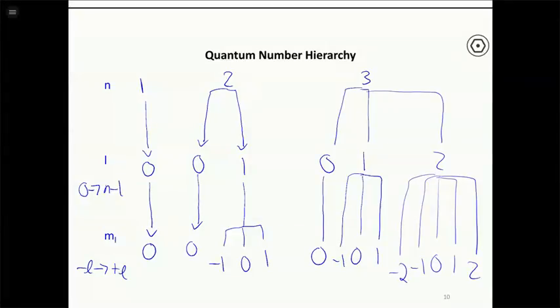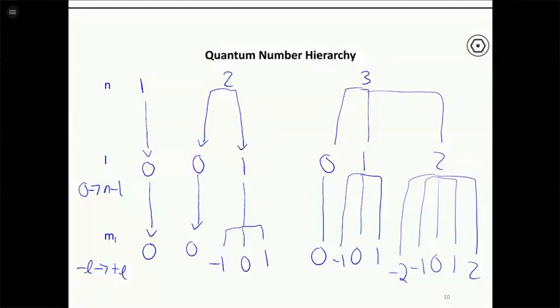Depending on which value of n you have, you get different allowed values of L, and depending on which value of L you have, you get different allowed values of M sub L. And what we define as an orbital is any set of 3 quantum numbers. So if you're in the n equals 3 shell, 3, 0, 0 is one of your orbitals. 3, 1, minus 1 is another orbital. Any set of 3 quantum numbers that are allowed, that are compatible with each other, defines a single orbital in that atom. So in n equals 3, 3, 2, 2 is another orbital, and so on.